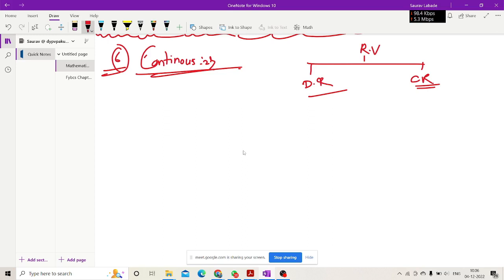Okay, so the continuous random variable is defined as follows. Let's consider again the one variable, that is the x variable. This variable is said to be a continuous random variable if it satisfies two conditions.